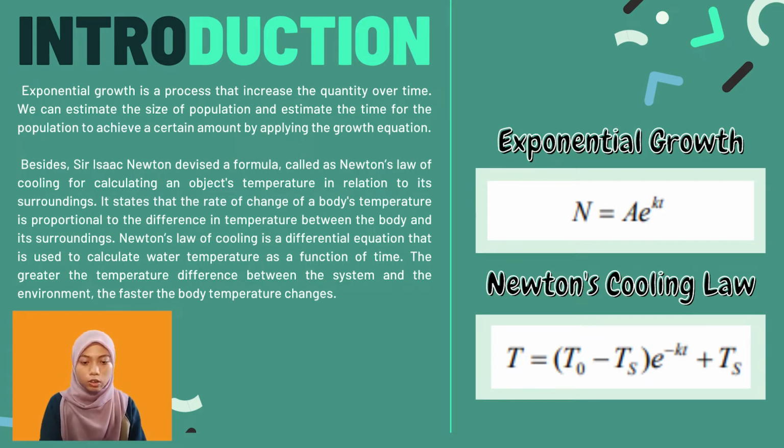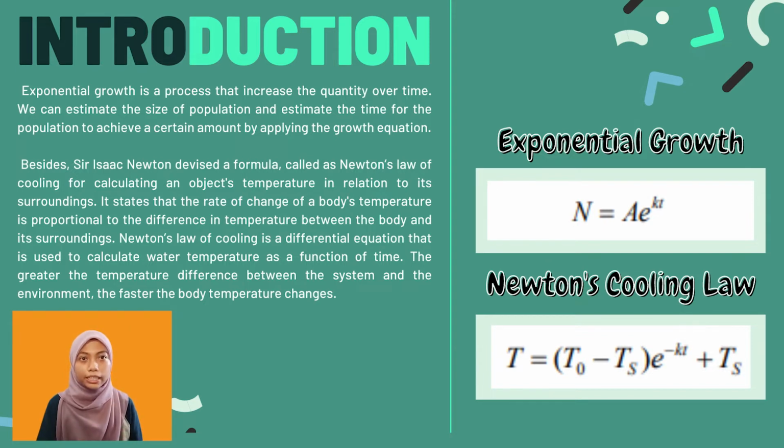Besides, Sir Isaac Newton also devised a formula called Newton's law of cooling, where we can use it to calculate an object's temperature in relation to its surroundings. Newton's cooling law equation is T equals the initial temperature of the body minus the temperature of the surrounding, multiplied by e to the power of negative kt, plus the temperature of the surrounding. From this equation, it states that the rate of change of the body's temperature is proportional to the difference between the temperature of the body and the surrounding.